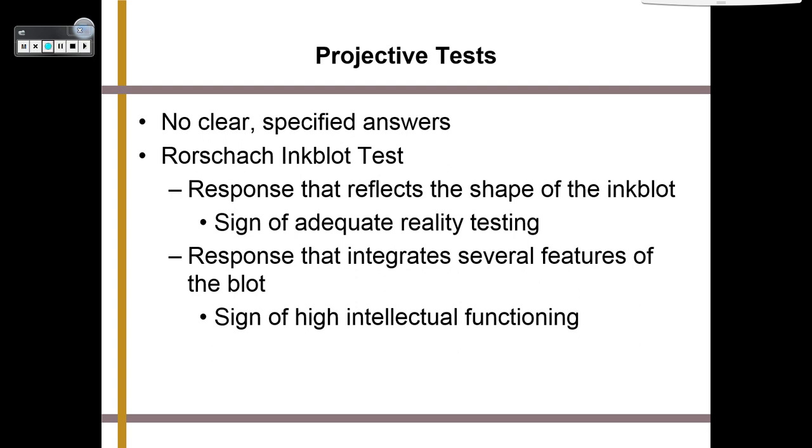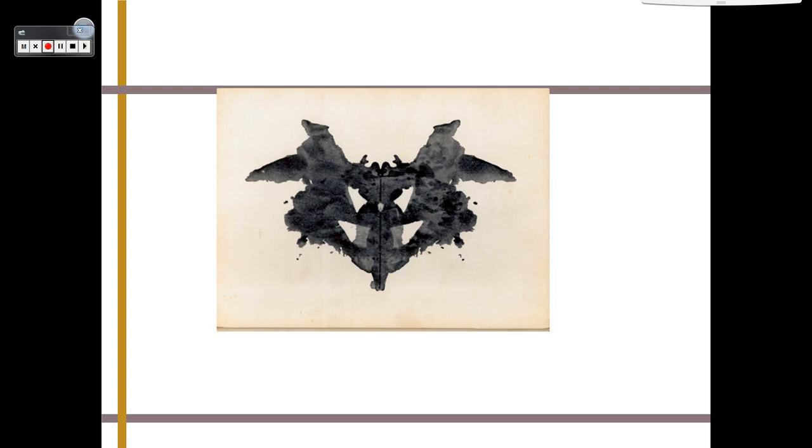The first we'll talk about is the Rorschach ink blot test. You will have a response that reflects the shape of the ink blot. So what do you see? This is usually a sign of adequate reality testing. And the response integrates several features of the blot, which can show a sign of high intellectual functioning if you do. So here are some examples of real Rorschach ink blot tests. These are real slides used when giving out this test. And I would just show you this image and then ask you, what do you see?